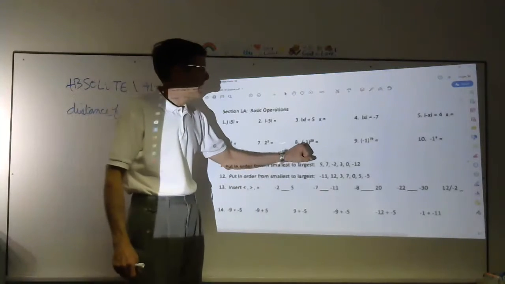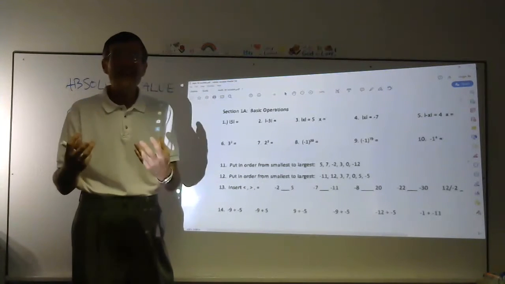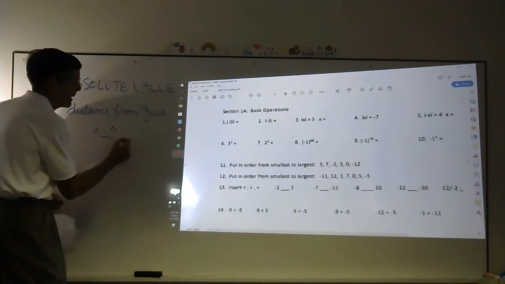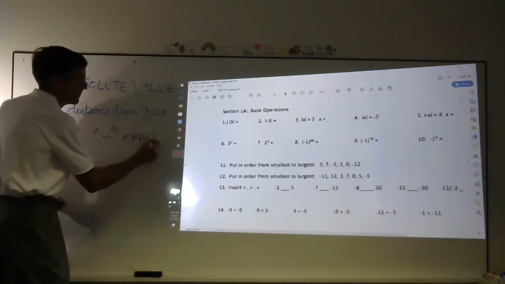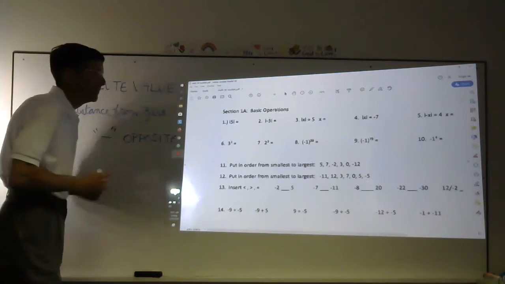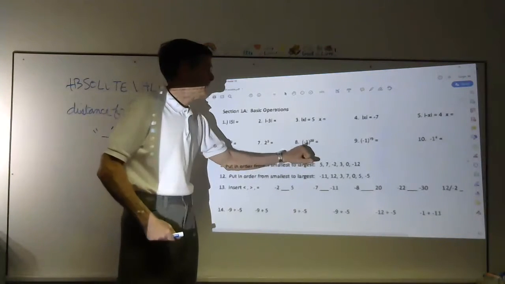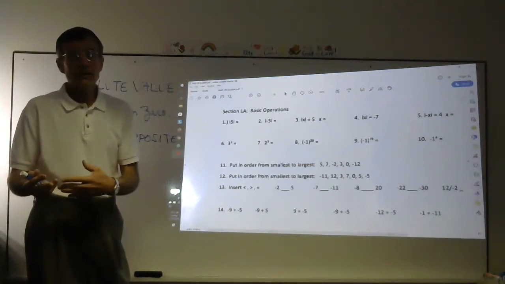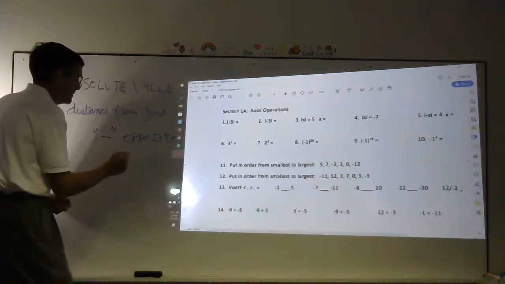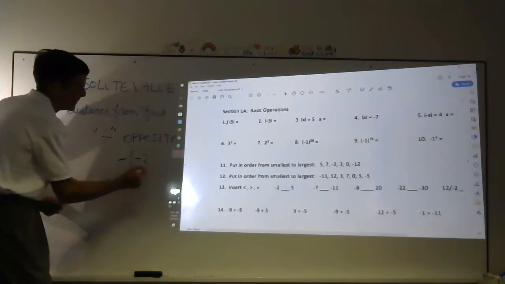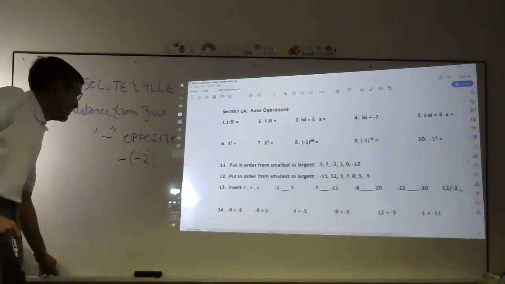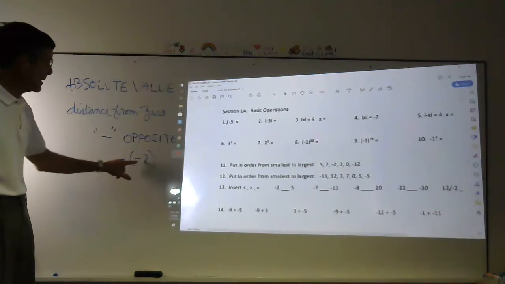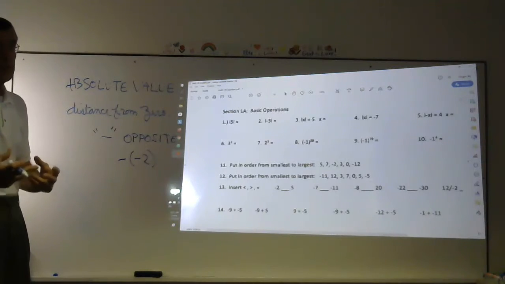But when you have a negative times a negative, think about a negative sign simply as being the word opposite. Okay? So this is the opposite of 1. A -1 is the opposite of 1. Okay? So if you have 2 negative signs, the opposite of a -2 is a +2. So 2 negative signs multiplied together make a positive.